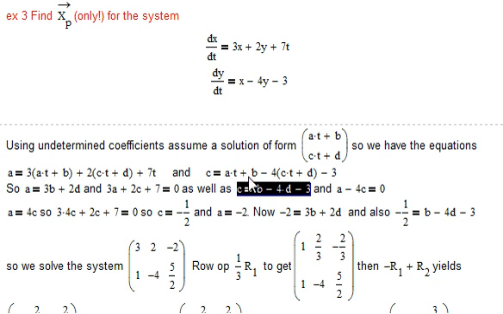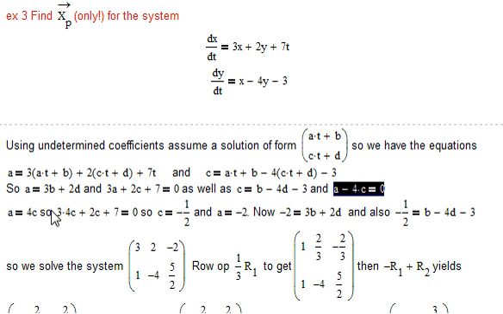I guess a minus 4c has to be 0. Yeah, because the t parts have to be the same. a minus 4c has got to be 0. So that gives us 4 equations with 4 unknowns. But this one's pretty easy.